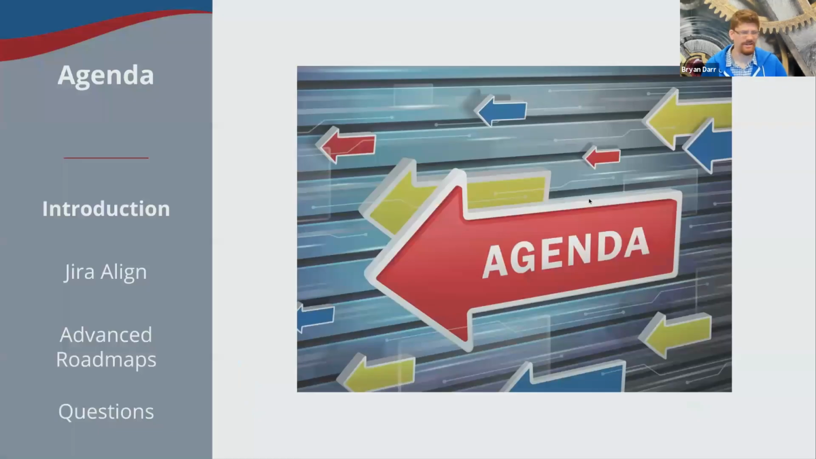So let's talk about the agenda. Quick introductions, and then we're going to dive into Jira Align. We're going to talk about Jira Align's positioning, about implementing Jira Align, and then we're going to do a product demo about it. And then we're going to do the same thing again for Advanced Roadmaps: talk about Advanced Roadmaps positioning, how to implement it, and then do a deep dive into the actual UI of that as well.